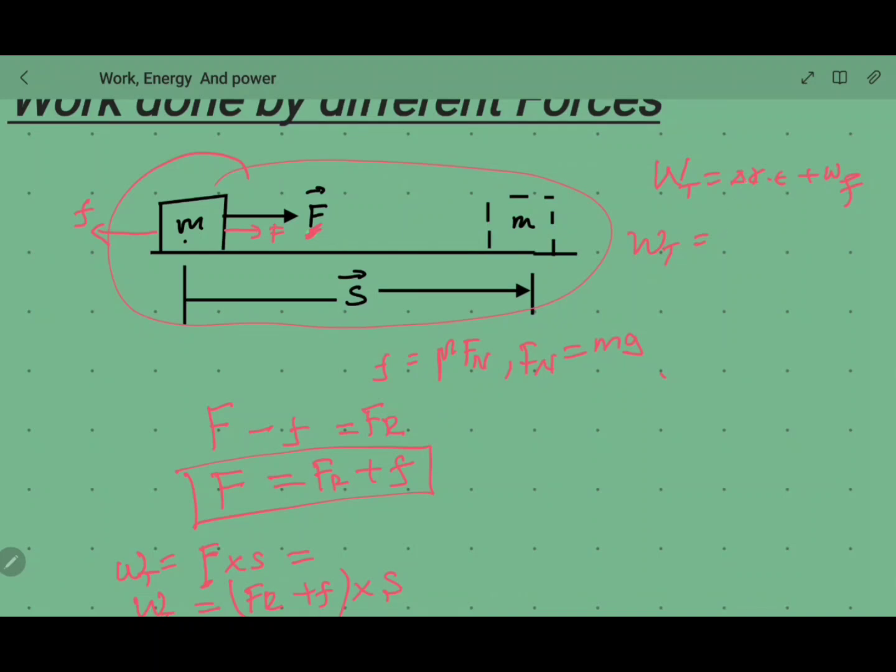The work done to change kinetic energy is how much? The mass times the acceleration times the distance, plus the frictional force times the distance. You can rewrite this as the total work done equals the mass times acceleration times distance plus the coefficient of friction times the mass times g times the distance. So this is the work done against friction. So that is the total work done. Now let us see this with examples.